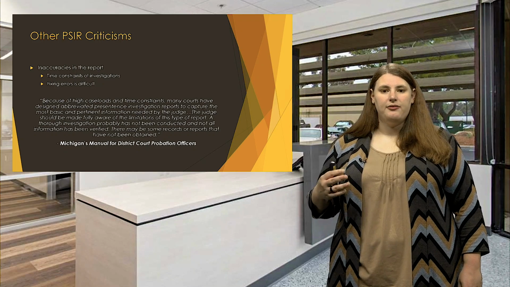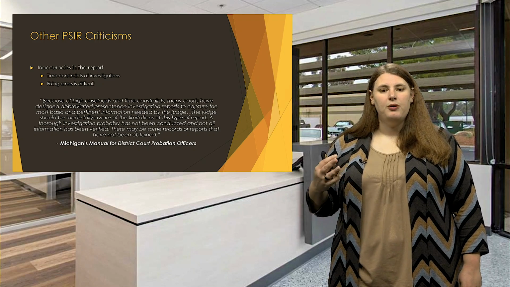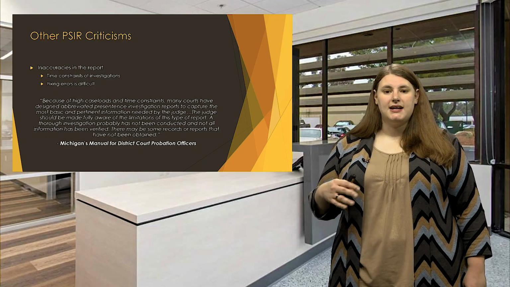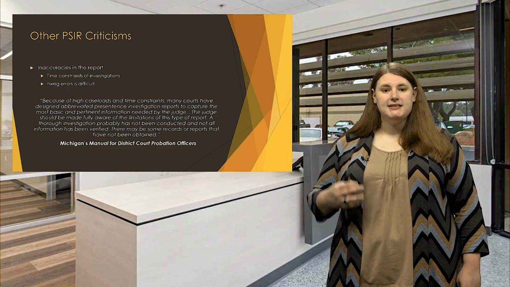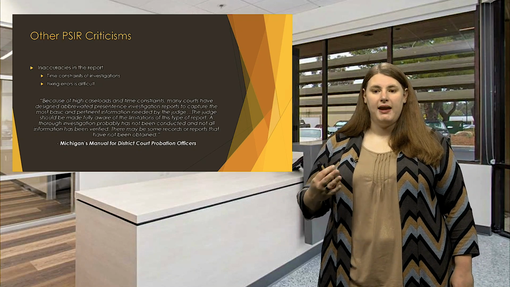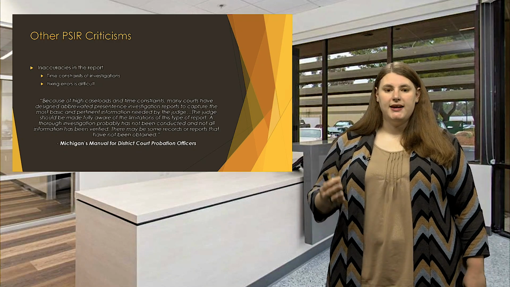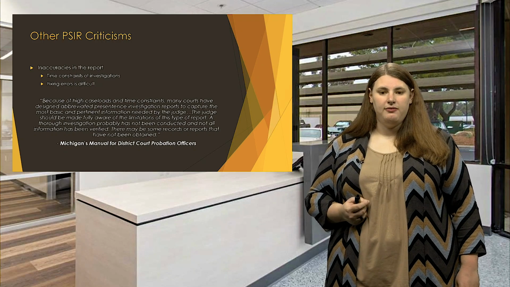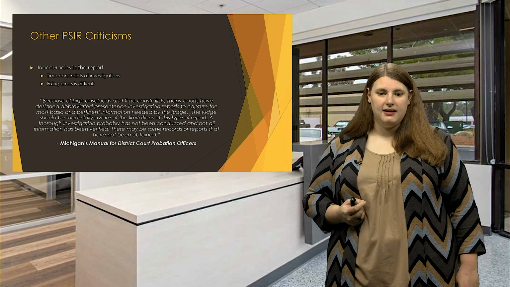I have a quote here from the Michigan's Manual for District Court Probation Officers, which states that, quote, "Because of high caseloads and time constraints, many courts have designed abbreviated pre-sentence investigation reports to capture the most basic and pertinent information needed by the judge. The judge should be made fully aware of the limitations of this type of report. A thorough investigation probably has not been conducted, and not all information has been verified. There may be some records or reports that have not been obtained."